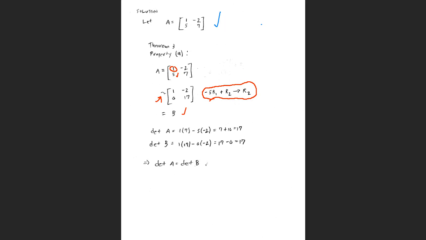Let's look at the determinants. The determinant of A, and I'm doing it for a 2 by 2 because it's easy to find the determinant of a 2 by 2, is 17, and the determinant of B is 17. So this reinforces it. Determinant of A, therefore, equals determinant of B.